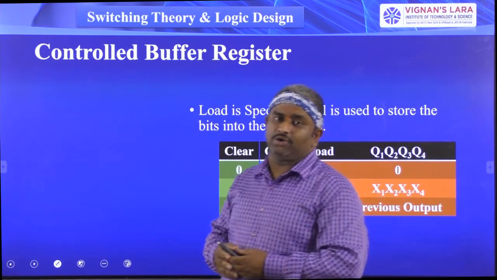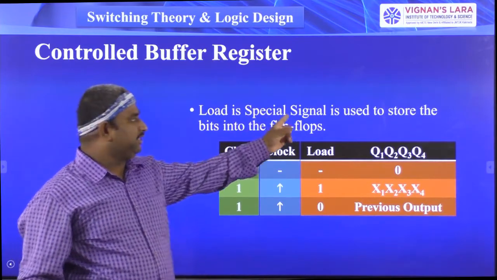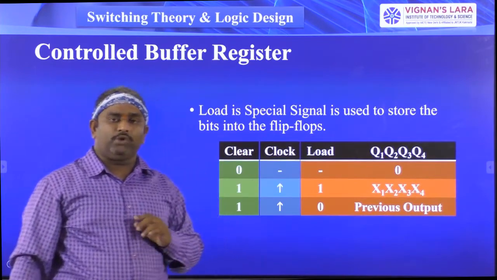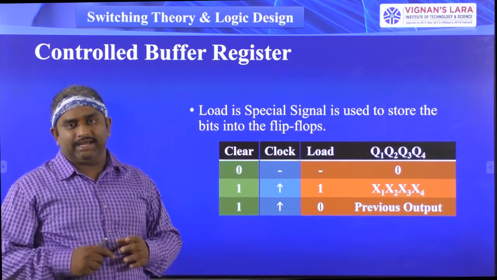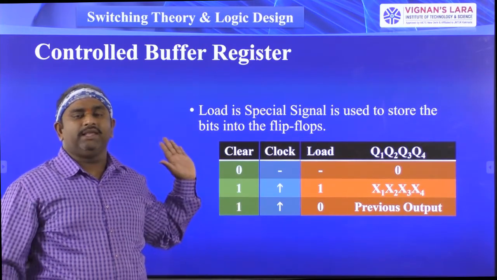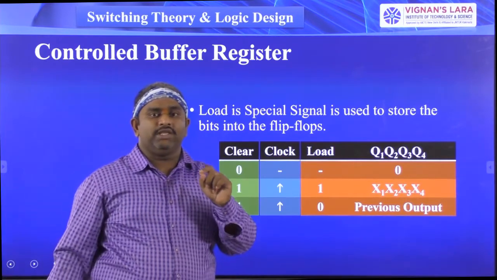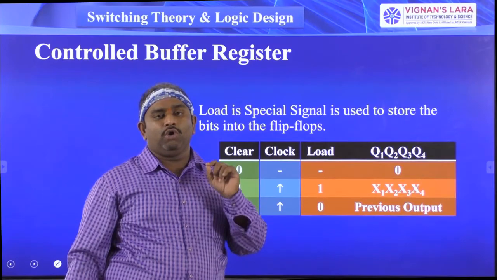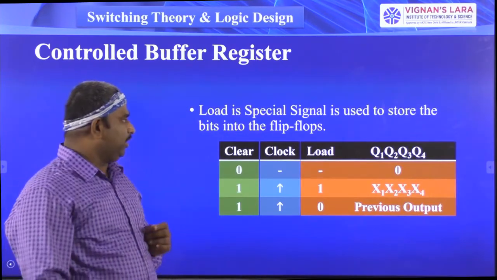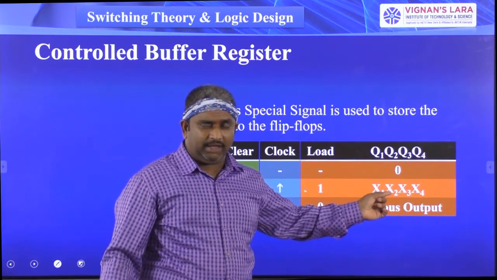Here we are taking the control signal as a load signal. The load is a special type of signal used to store the bits into the flip-flops. Here we have the same input and the same output, but we are taking permission from the load. The load is a supervisor, or the load signal is the instructor. So the load signal is very important. Whenever the load is equal to 1, the input data goes to the output.